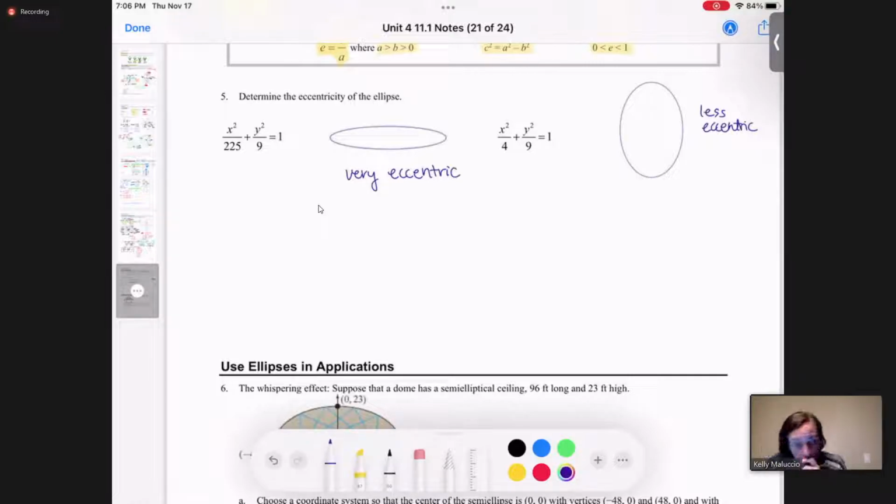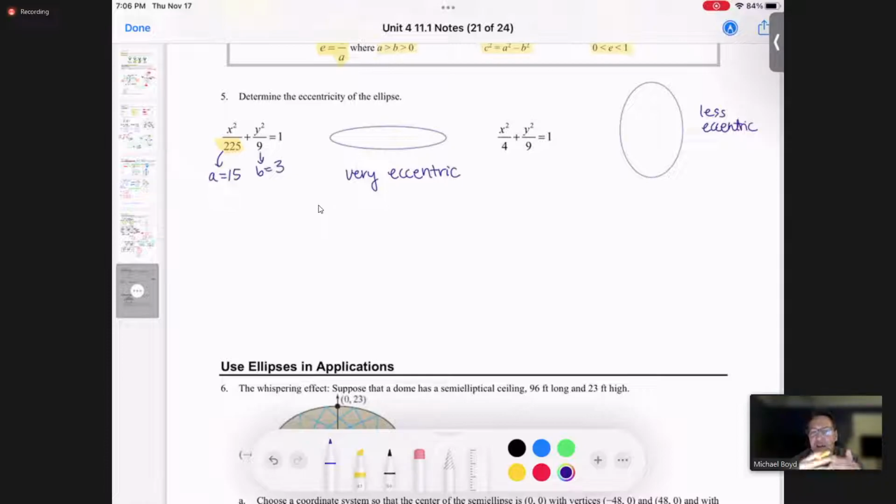So let's figure out how to solve this. I first see this is the bigger number, 9. So this is going to be my A, and it's the square root of that. So A is 15.